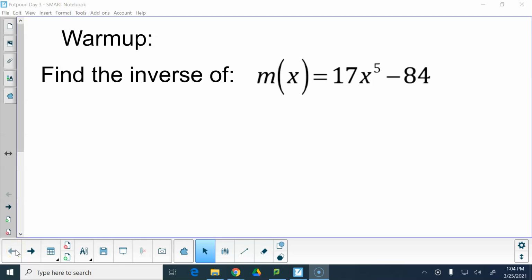Right. Cool, but not argue. Find me the inverse from yesterday. Not prove it, just find it. Okay? Remember, there's a difference. So just find me the inverse.